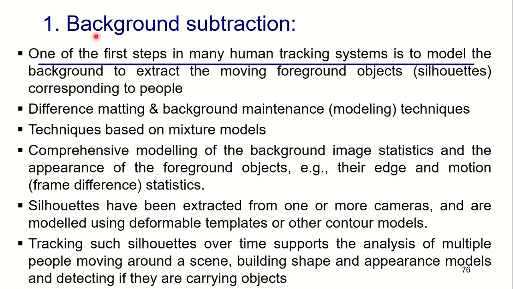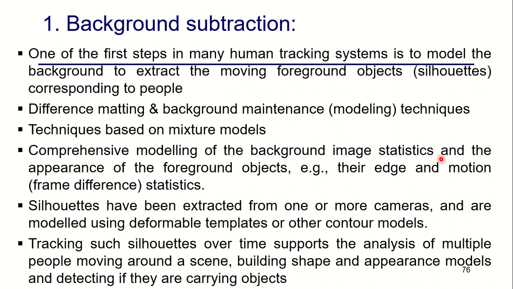Background subtraction. One of the first steps in many human tracking systems is to model the background to extract the moving foreground objects, which are also called silhouettes, corresponding to the people. Techniques include difference matting and background maintenance modeling, and techniques based on mixture models, with comprehensive modeling of the background image statistics and appearance of the foreground objects, for example their edge and motion statistics.